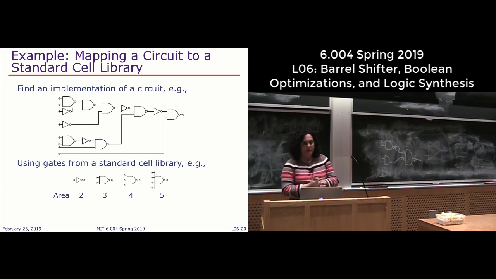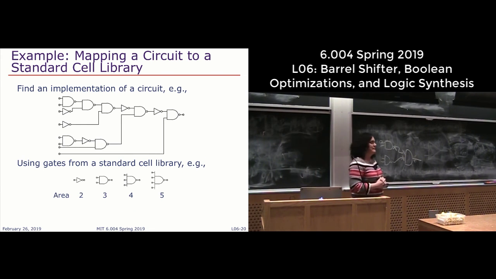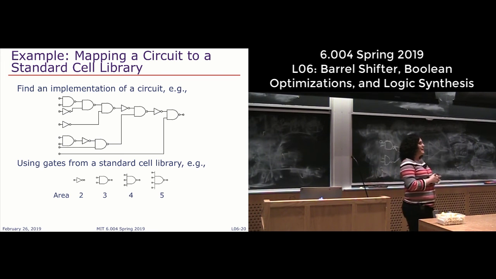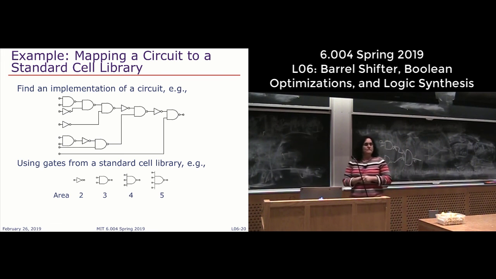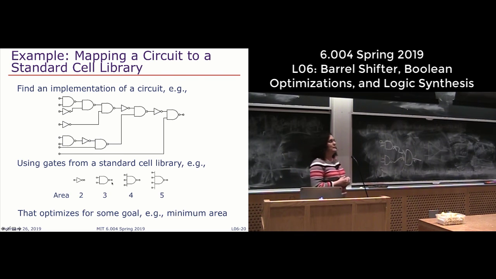Okay, so now let's take this example further, and let's say that I give you a particular circuit, and I give you a library of gates. In this case, you have an inverter, a 2-input NAND, a 3-input, and a 4-input NAND, and we have some area parameters for each of those gates. And what I want you to do is I want you to map this circuit into these logic gates where your optimization goal is to minimize area, okay?